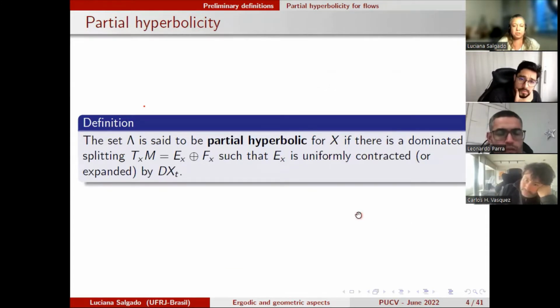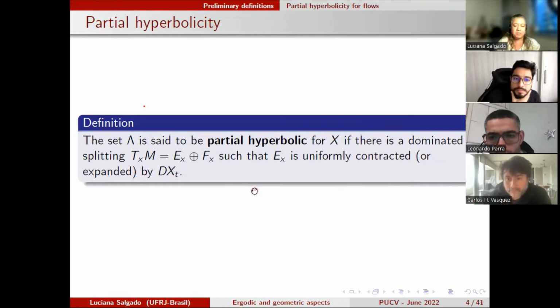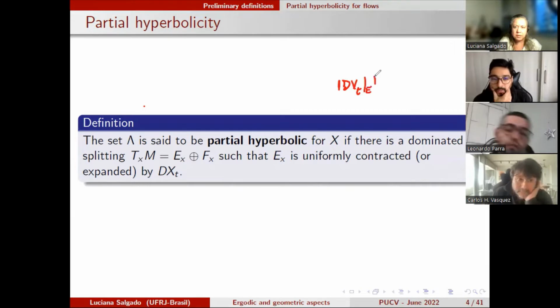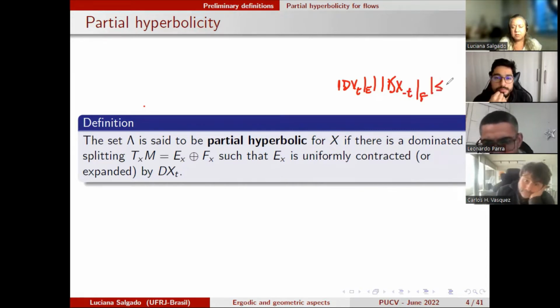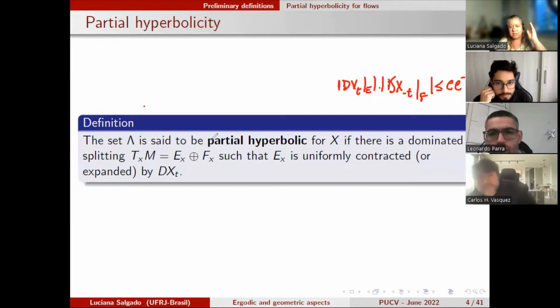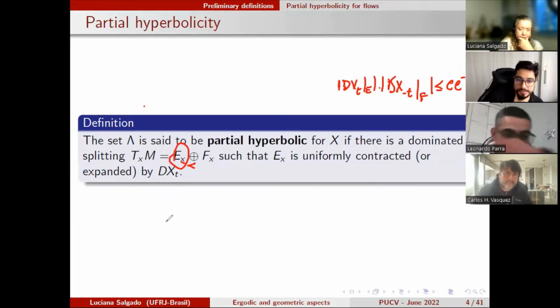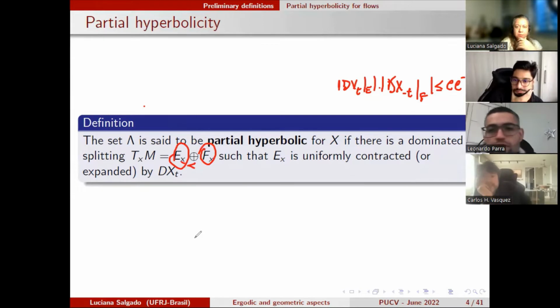So we say that lambda is partially hyperbolic for X if we get a dominated splitting. I didn't make the definition of dominated splitting here, but I can put it here. We get this kind of relation here, for DX minus t, f is like this. This is domination for us in two subbundles. There are many finer definitions of dominated splitting, but for me, this is the dominated splitting. And partially hyperbolic is when we have this domination and this one is uniformly contracted, or this one is uniformly expanded, right?